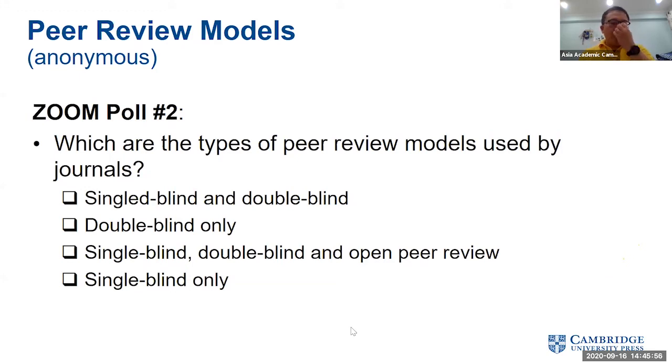Basically, I just want to know whether you know what the types of peer review are that journals use during the review process itself. So just choose an answer which you think is correct. It could be single blind and double blind, or double blind only, or single blind, double blind, open peer review, or even single blind only, for journals. So just go ahead and contribute your answer anytime. Until the next poll, I'll keep this open.